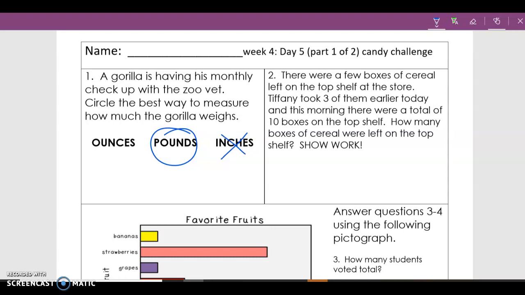Well, we know that Tiffany took 3 of them, and that earlier this morning there were 10. So if you think about the start, they started with 10 boxes this morning. We know that she took 3 of them, so if you take something, you're going to get rid of 3, which leaves us with an answer of 7. So there are 7 boxes of cereal left.